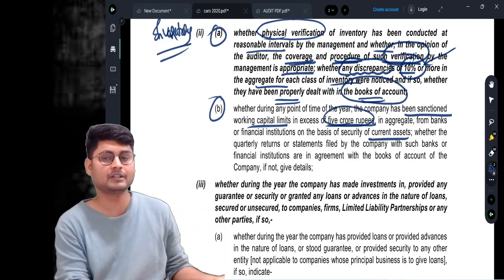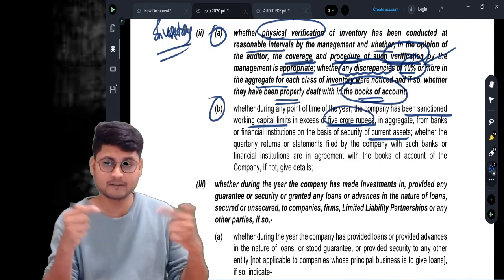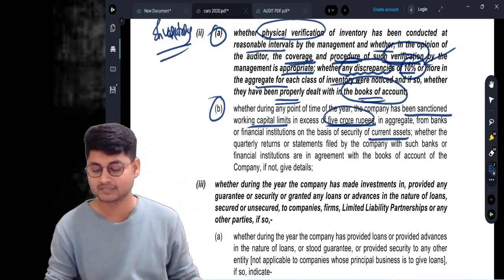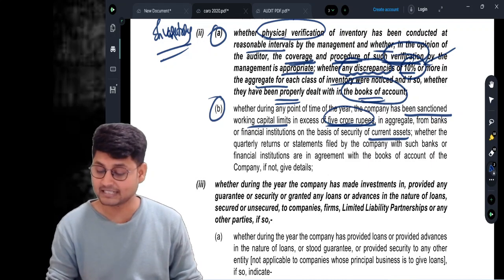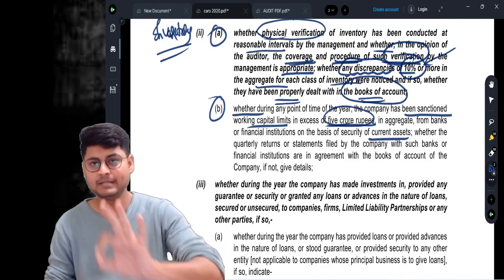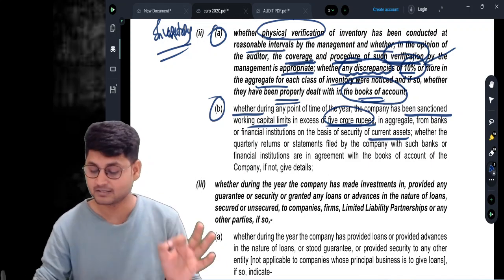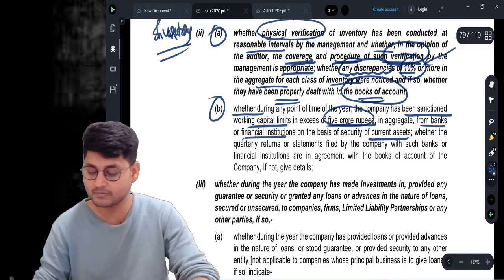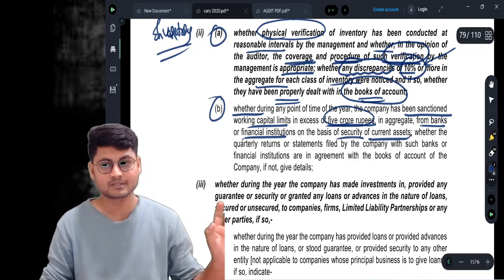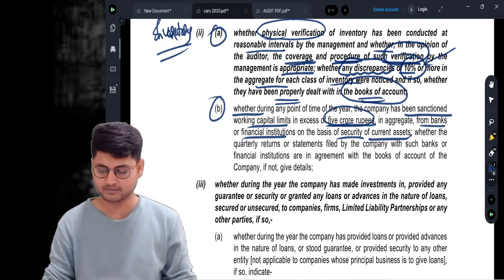If we take a loan on inventory, then inventory shall be kept as security. In such a way, if the company is allotted drawing power or working capital limits of 5 crores at any point of time during the financial year, then that must be reported. Whether at any point of time during the year the company has been sanctioned working capital limits in aggregate from any bank or finance institution on the basis of security of current assets. So you need to report whether the sanction limit has crossed 5 crores or not. That is what you need to report.